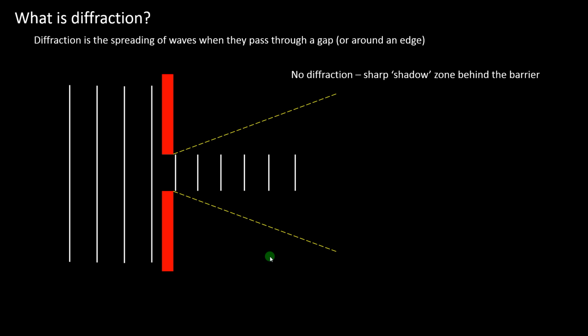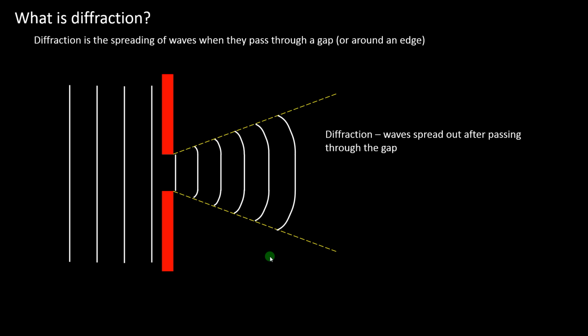What actually happens is the wave will spread out once it goes through the gap, and that's what diffraction is: waves spreading out after passing through a gap. The yellow dotted line here is just showing you the angle of the spread. There's actually quite a complicated pattern of intensity of the waves in this spread, but all you need to know about is how much spread there is, depending on two things. So, we're now going to look at what affects the amount of diffraction.